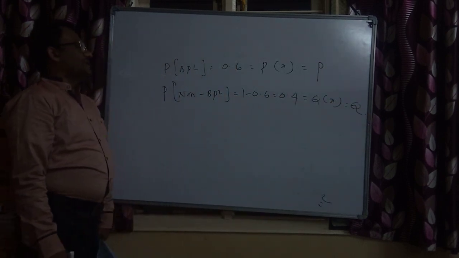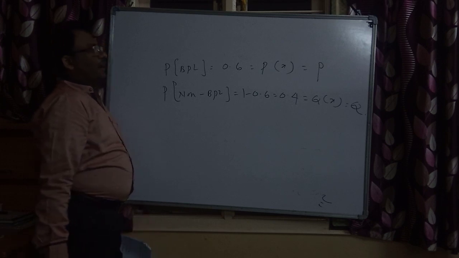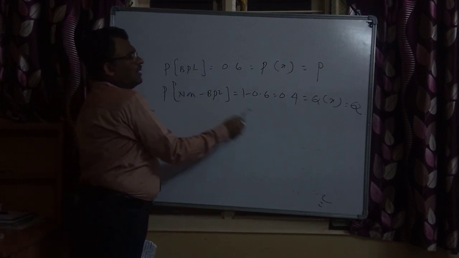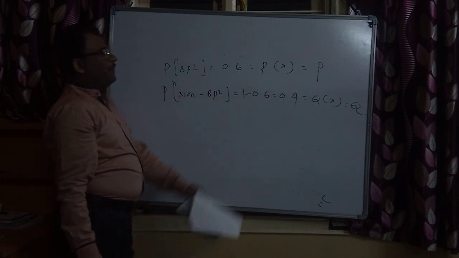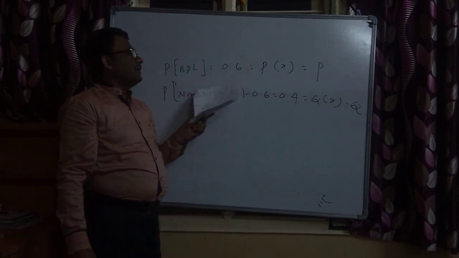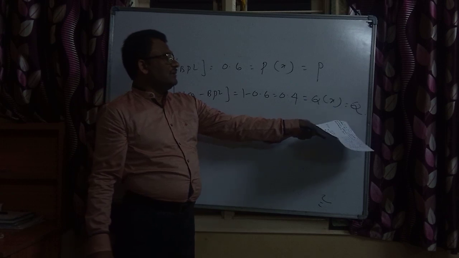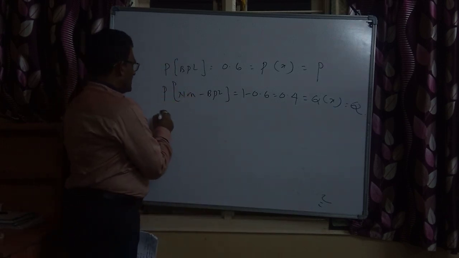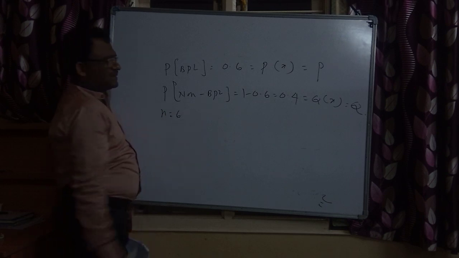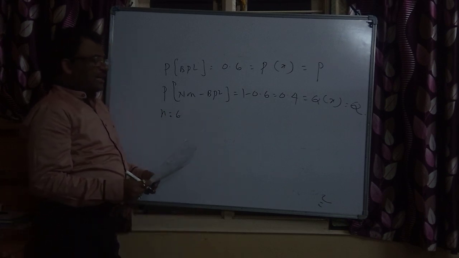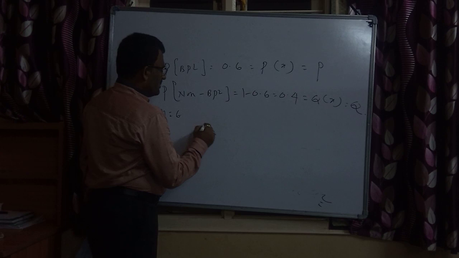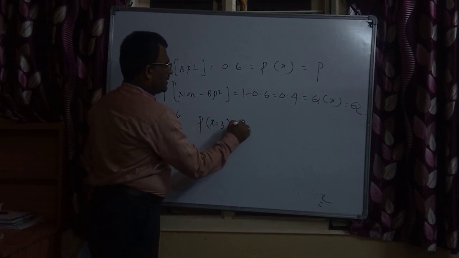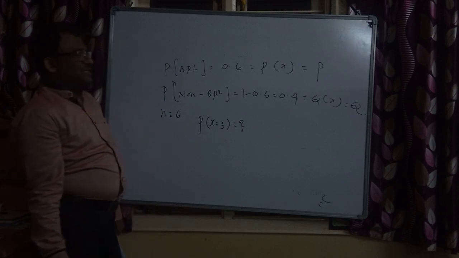This is for the sake of our convenience, to have a simple understanding of what P and Q are. I have taken these assumptions: P is the probability of BPL card holders, and Q is the probability of non-BPL card holders. Now they say that N is equal to 6, and that exactly 3 are with BPL. That means P of X is equal to 3 is to be estimated.